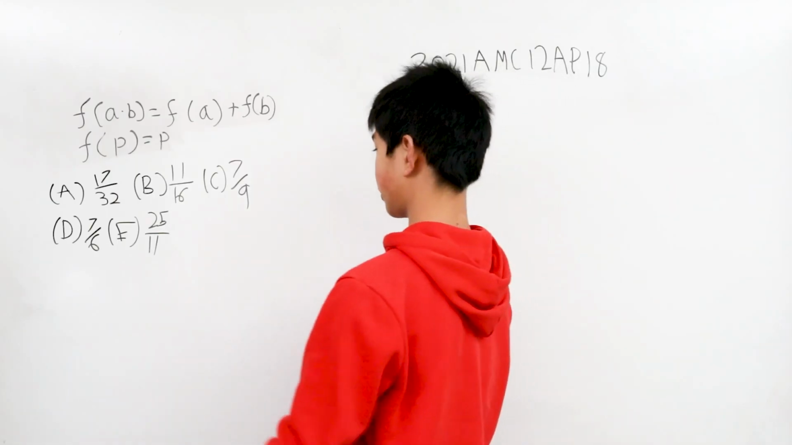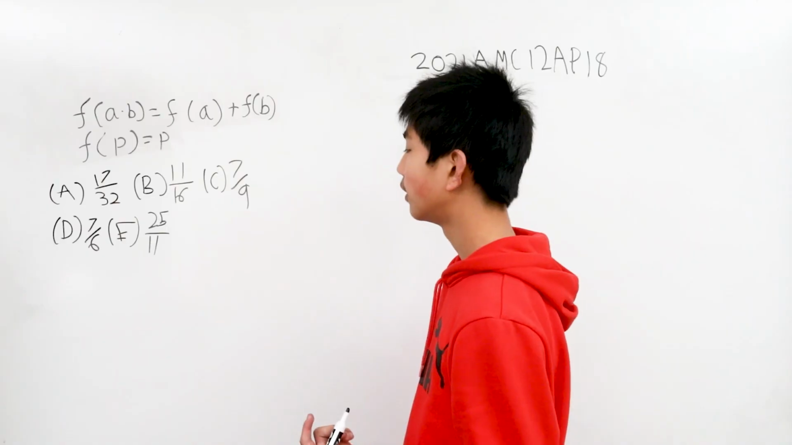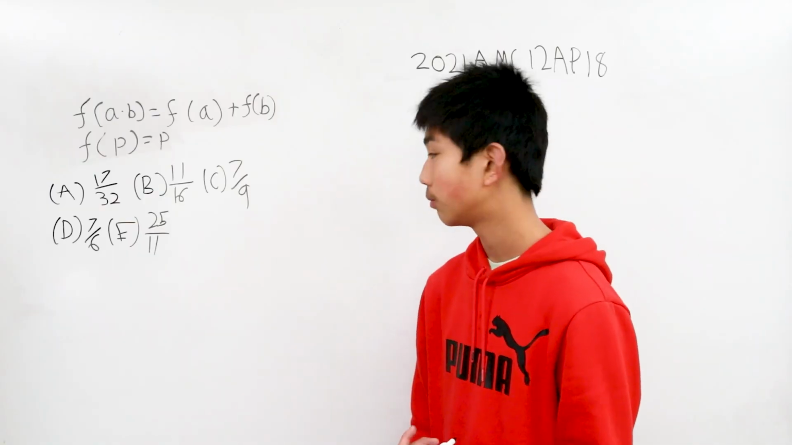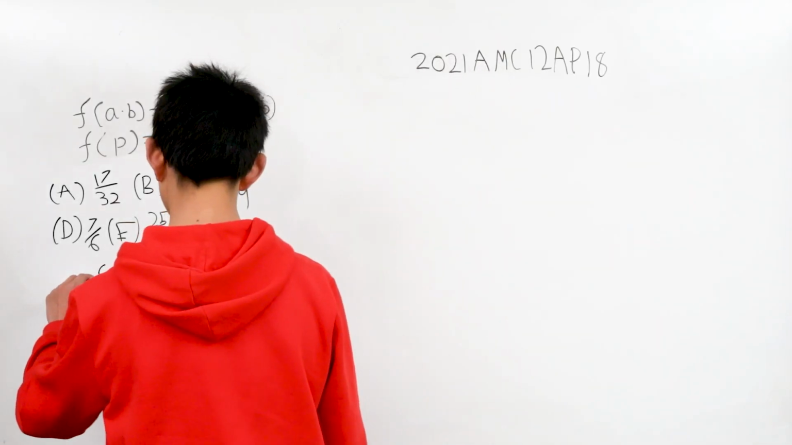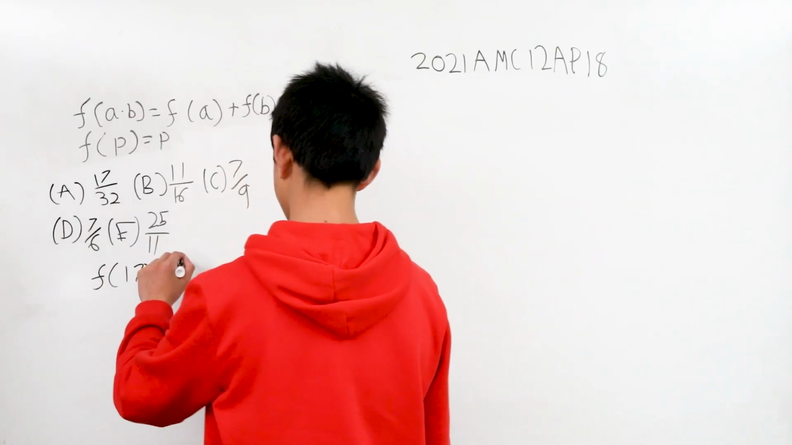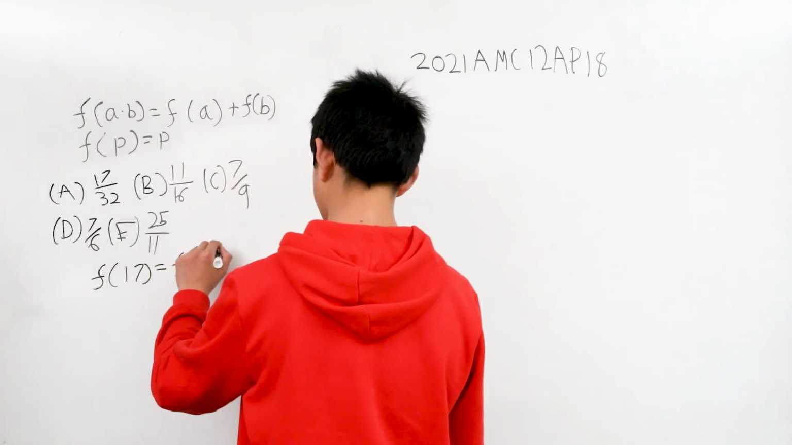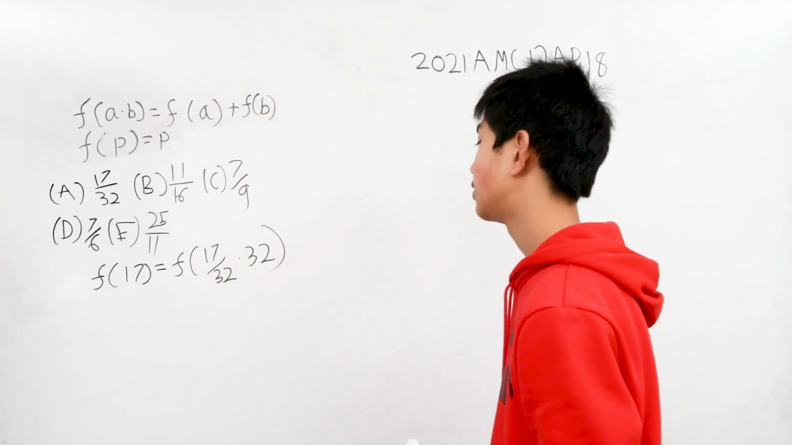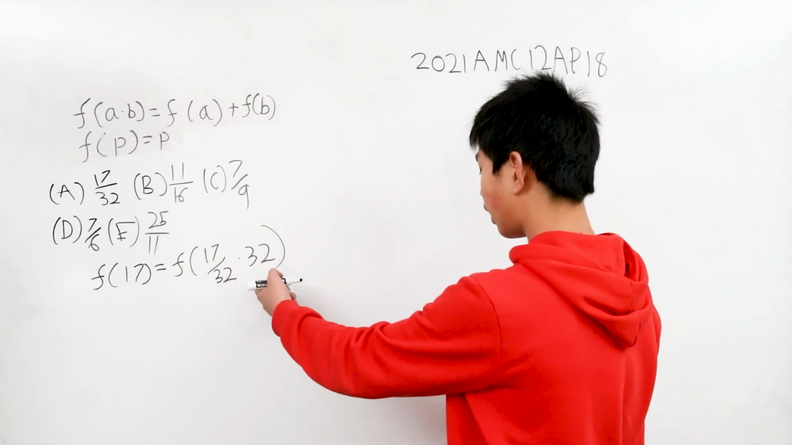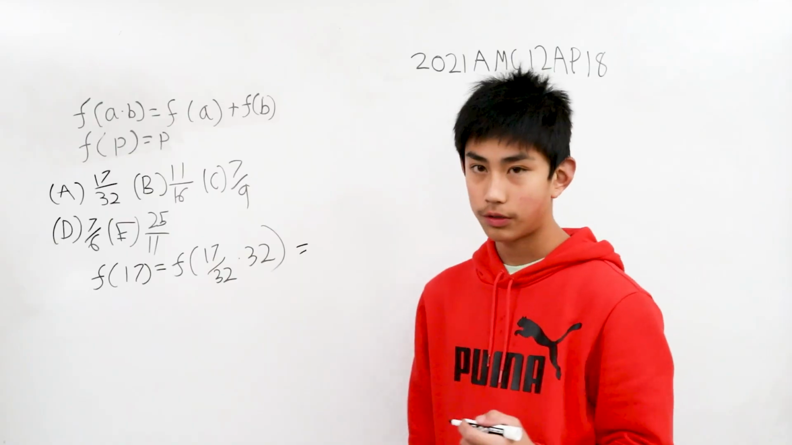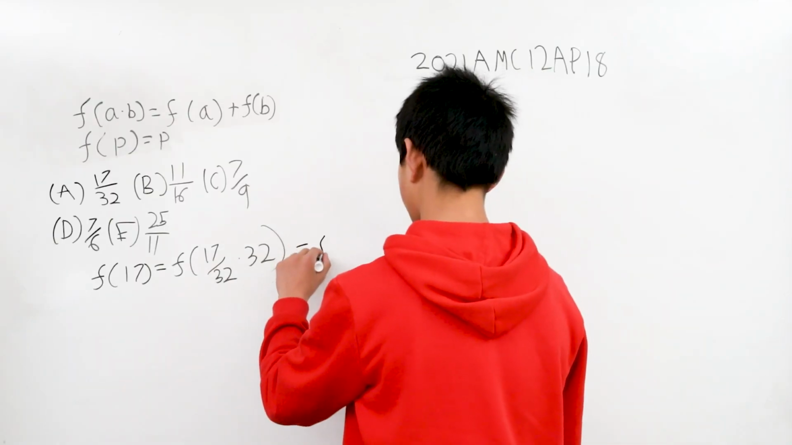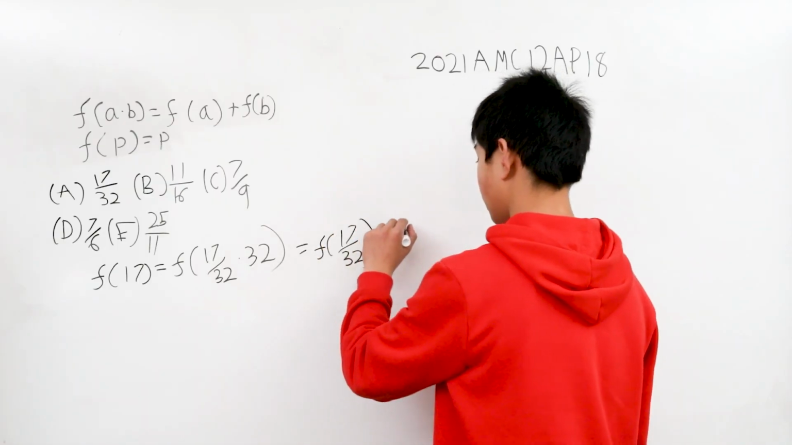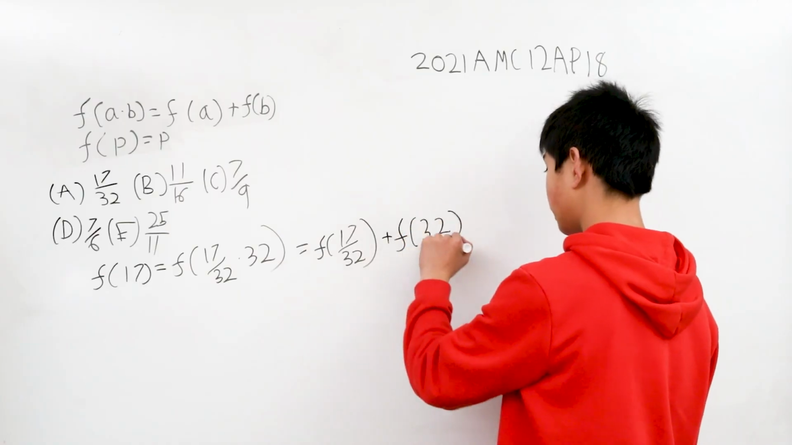So let's take answer choice A, for example, 17 over 32. We know that 17 over 32 is equal to 17 divided by 32. So f of 17 is equal to f of 17 over 32 times 32, and since we can break off 32 because that's not a fraction, we get f of 17 over 32 plus f of 32.